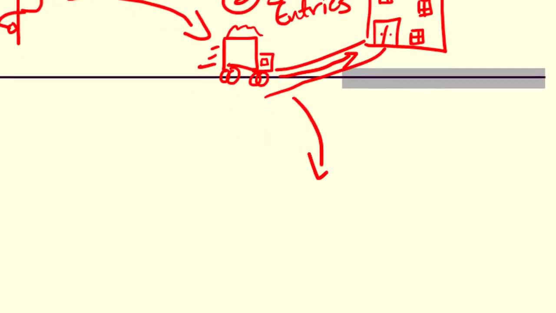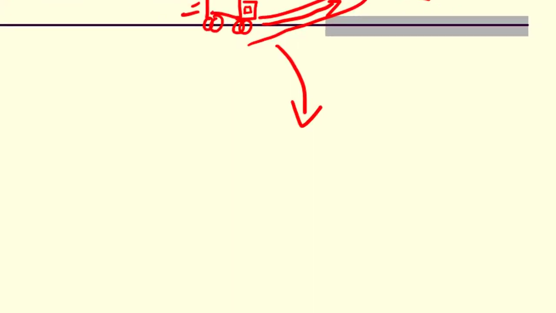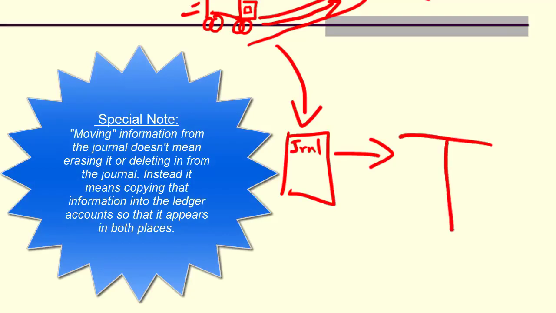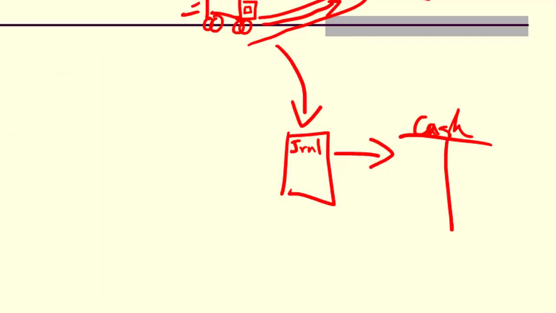Step 3, the next thing we do, is we're going to post the journal entries. So we take our journal, where we've carefully kept track of everything, and we move it into our ledger. And we don't really use T accounts as our ledger, but that's how we usually represent them in classes, so we'll go ahead and stick with that. But this is the process of posting, moving the journal entries into the ledger.